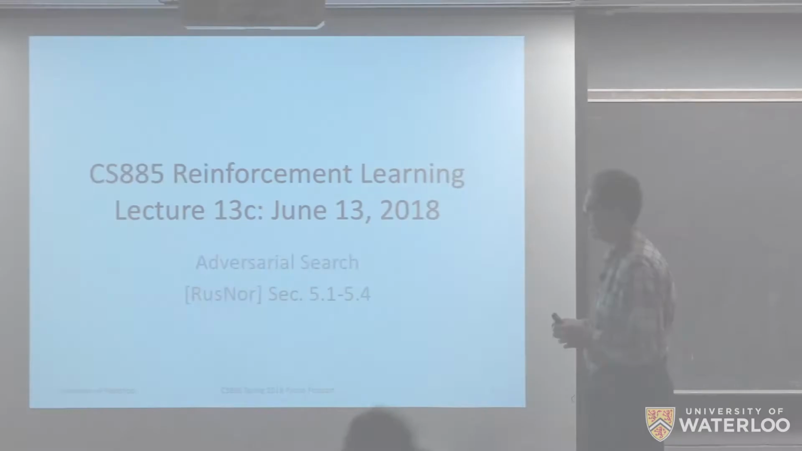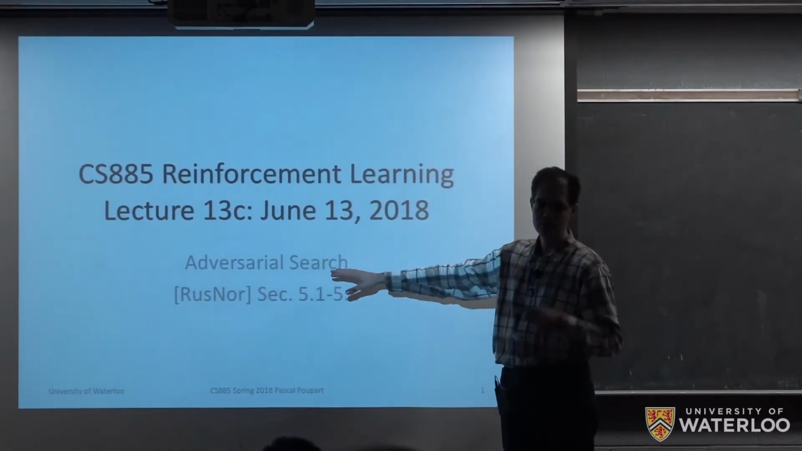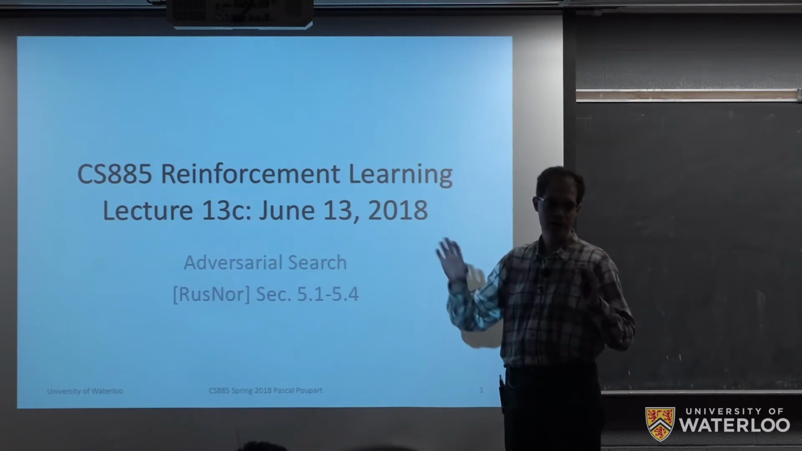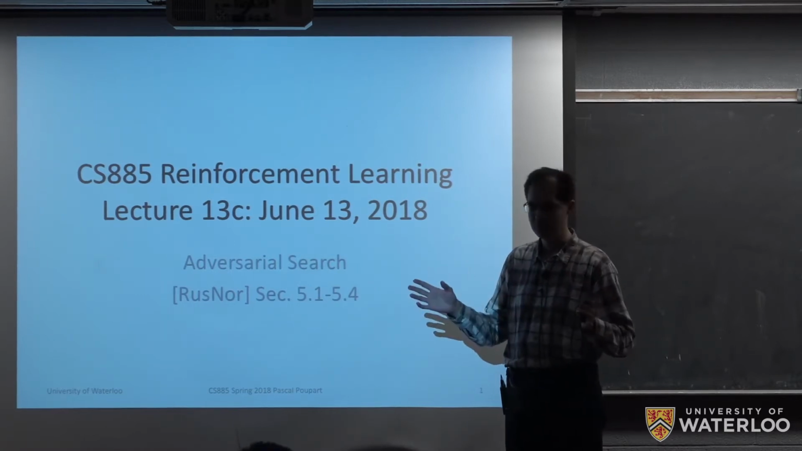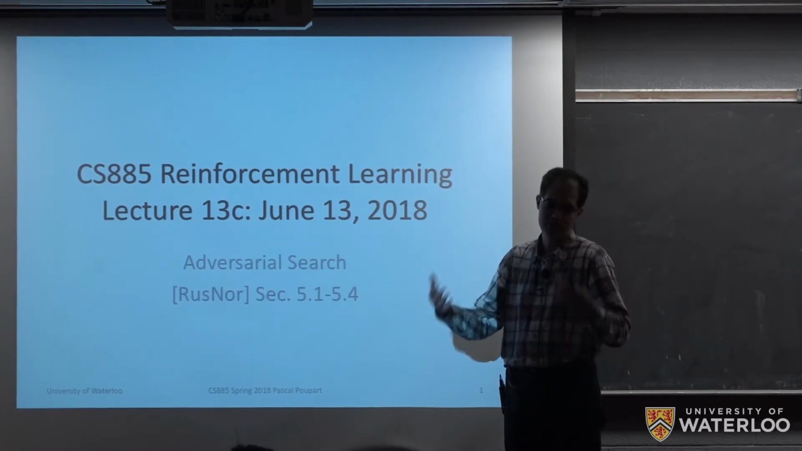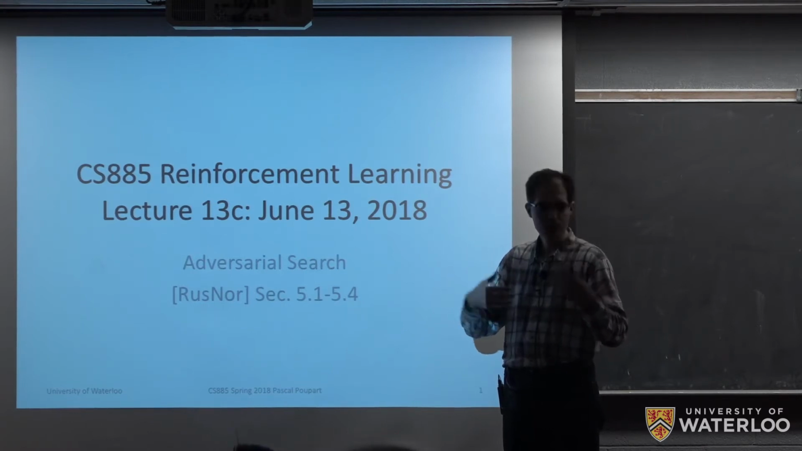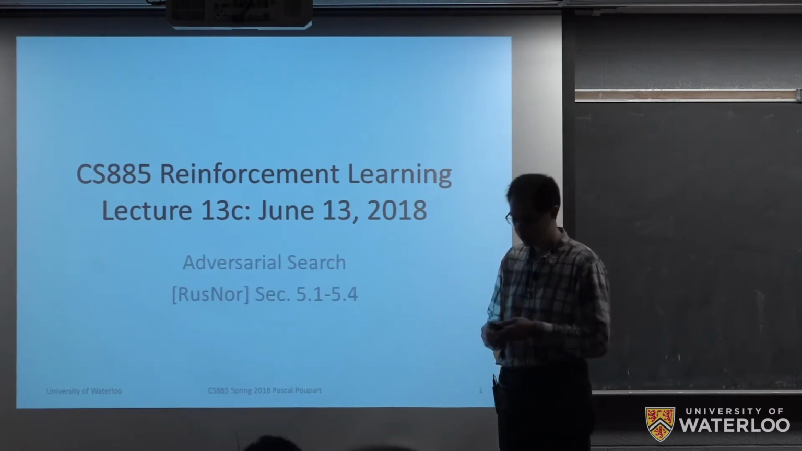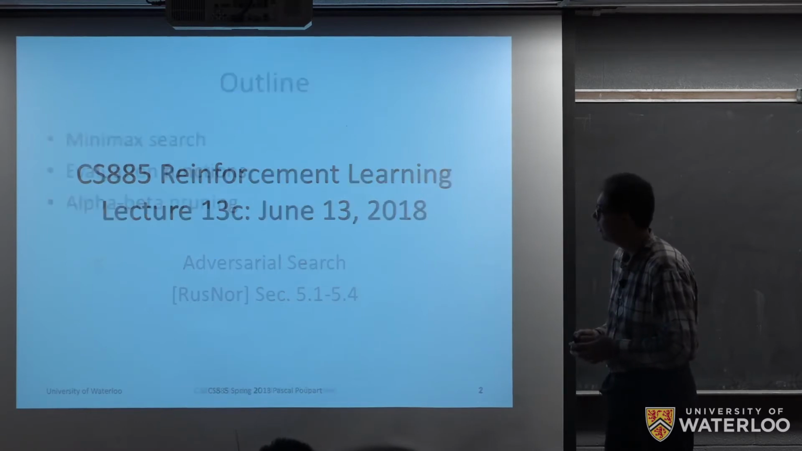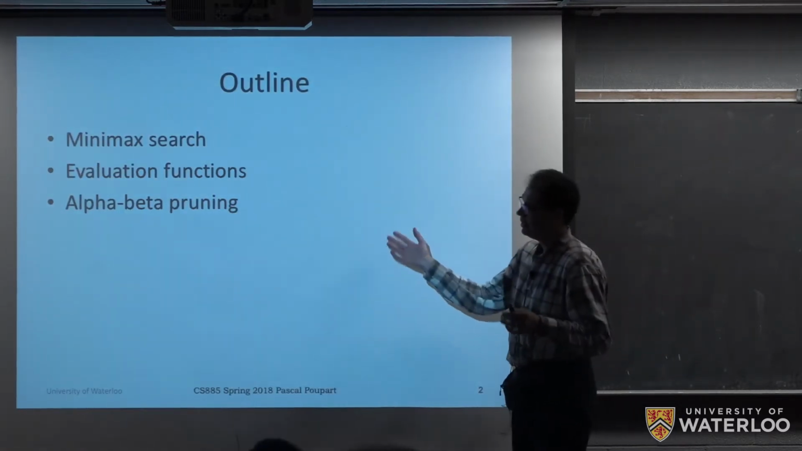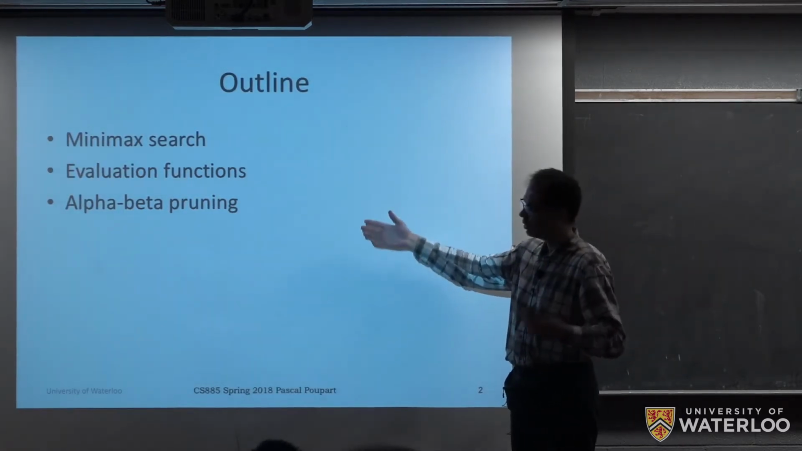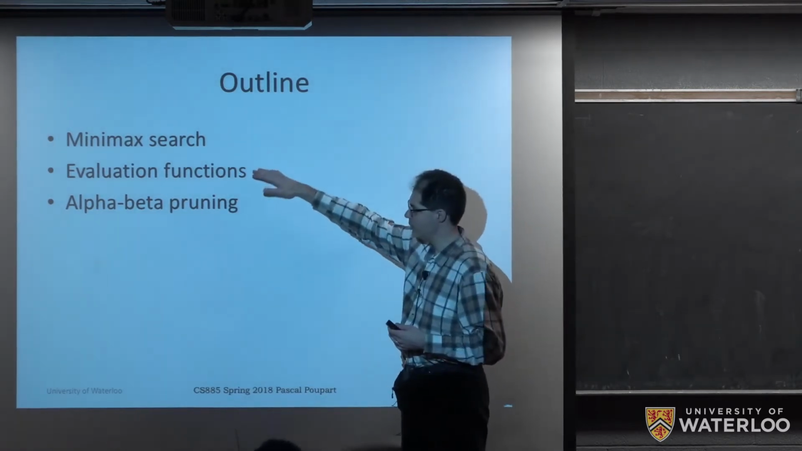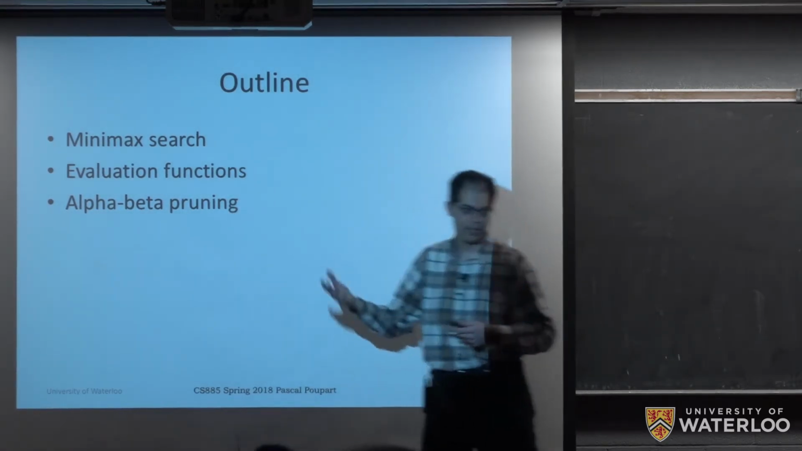For this set of slides, what I'll do is introduce adversarial search. Here it's actually not so much about reinforcement learning, but this will provide some background for two-player games where there are some adversaries. Okay, so I'll explain some classical work on minimax search, evaluation functions, as well as alpha-beta pruning.